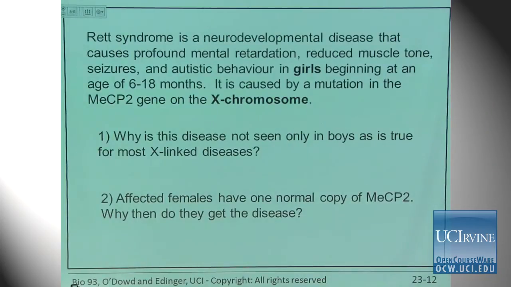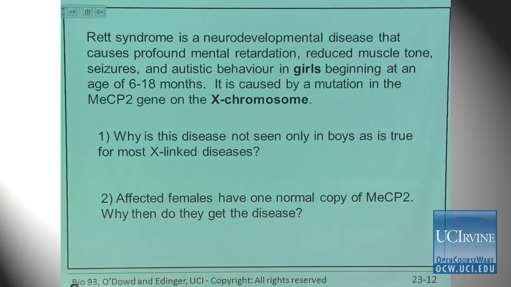We're good? Okay. So this is not a clicker question. This is a question for thought. Rett syndrome is a developmental disease that causes profound mental retardation, reduced muscle tone, seizures, and autistic behavior in girls beginning at 6 to 18 months. It's caused by a mutation in MECP2, and this gene is on the X chromosome. So Rett disease is only seen in girls. Why is it not seen in boys, as is true for most X-linked diseases?